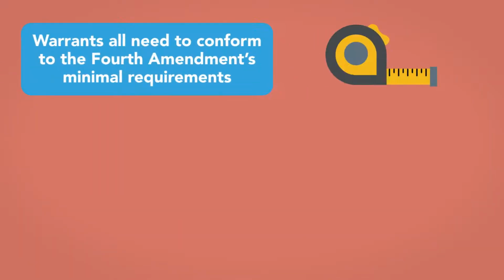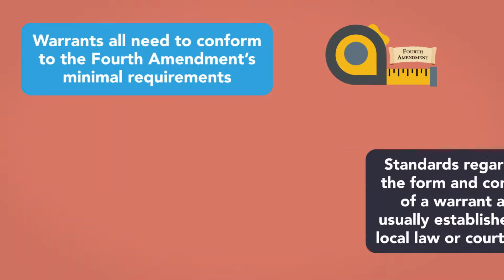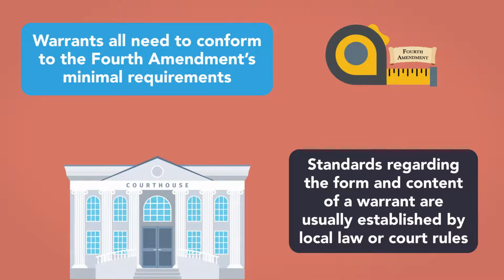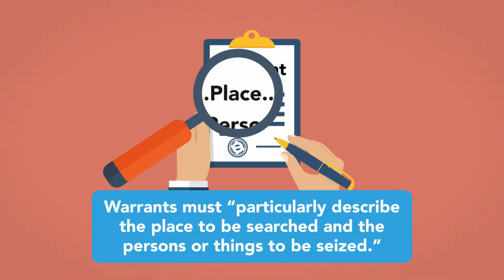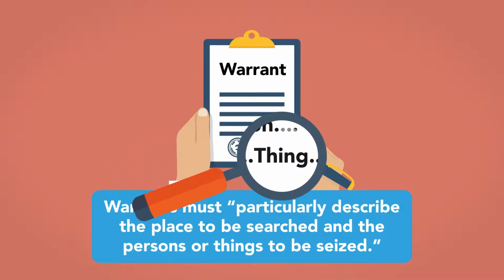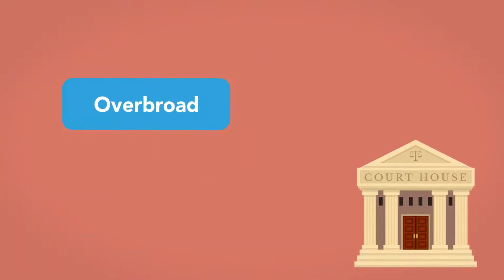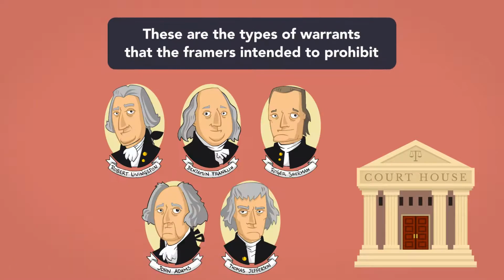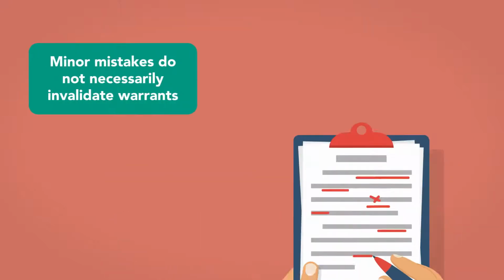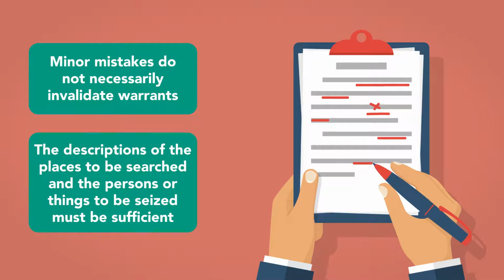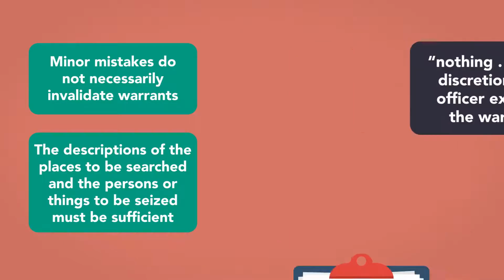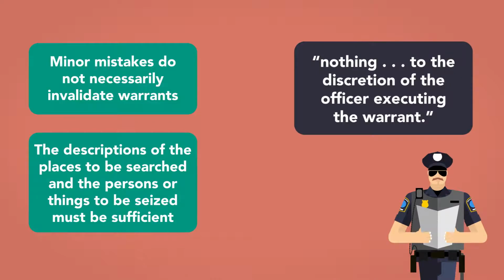While warrants all need to conform to the Fourth Amendment's minimal requirements, standards regarding the form and content of a warrant are usually established by local law or court rules. The Fourth Amendment provides that the warrants must particularly describe the place to be searched and the persons or things to be seized. Courts disfavor overbroad and general warrants inasmuch as these are the types of warrants that the framers intended to prohibit when drafting the Fourth Amendment. Although minor mistakes do not necessarily invalidate warrants, the descriptions of the places to be searched and the persons or things to be seized must be sufficient to leave nothing to the discretion of the officer executing the warrant.